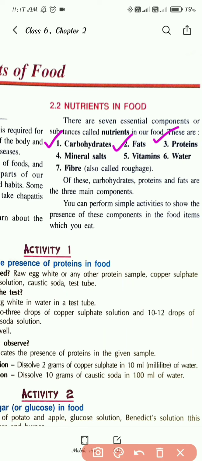So what are the 3 most essential? Underline this line. Carbohydrates, proteins, and fats are the 3 main components. Underline that line.